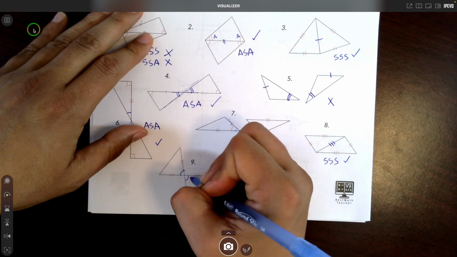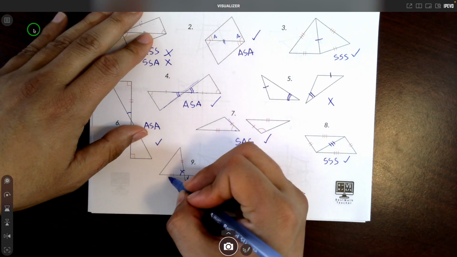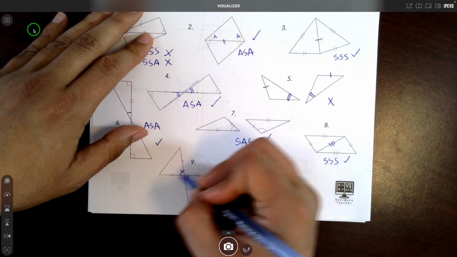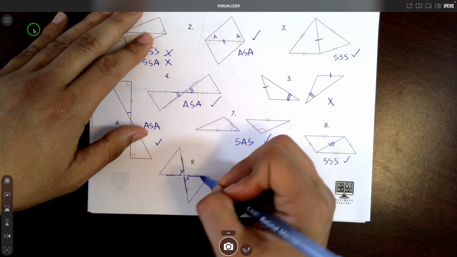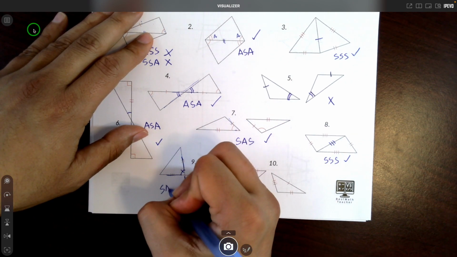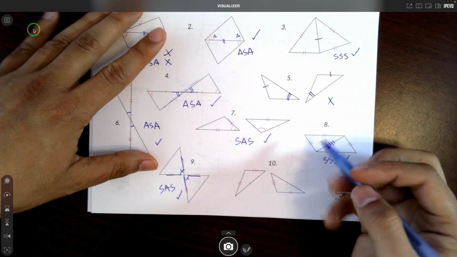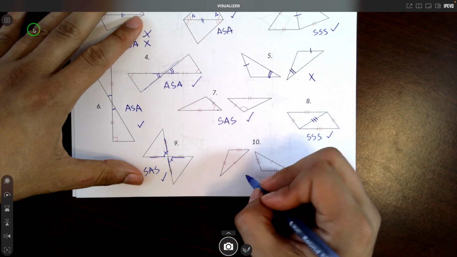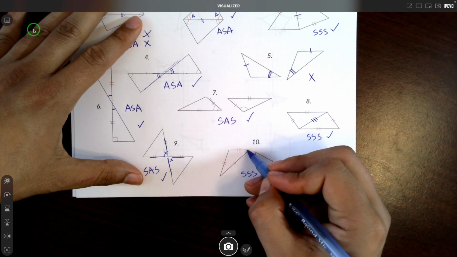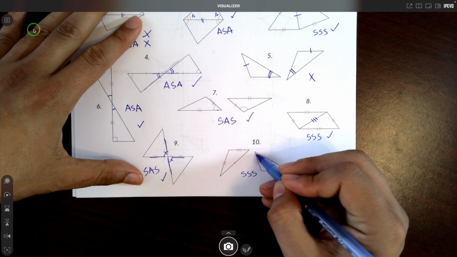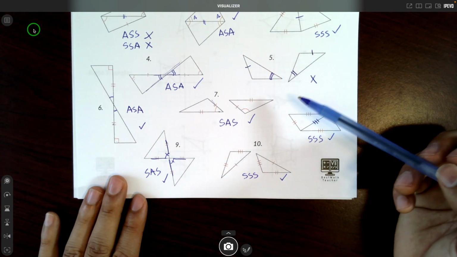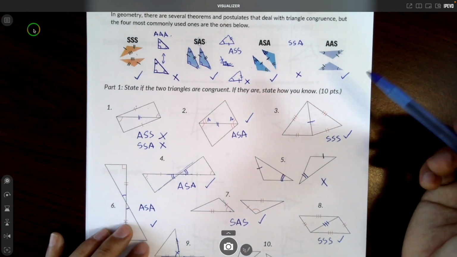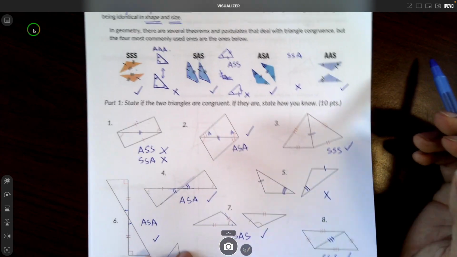Number 9, they make an X. So these are the same. So this is side, side. So side, side, angle, angle, side, side. So side, angle, side, checks off. And then 10 is side, side, side. You can tell that all 3 sides are the same. So good. So there's only, I think, 2 examples where they're not congruent. Let's go ahead and flip the page.